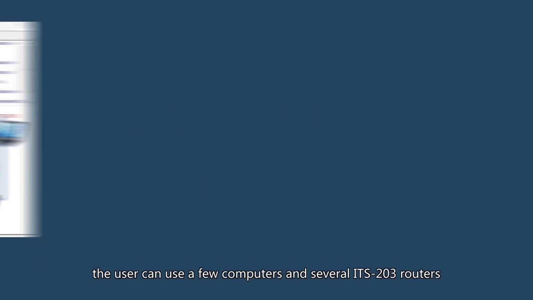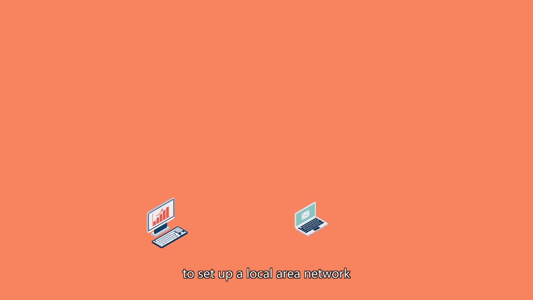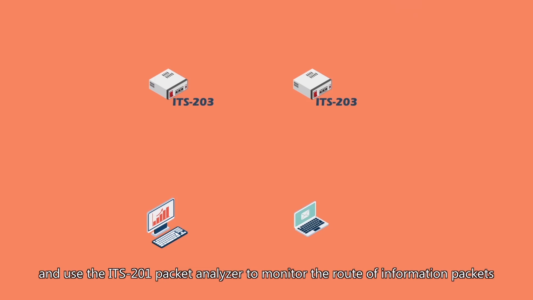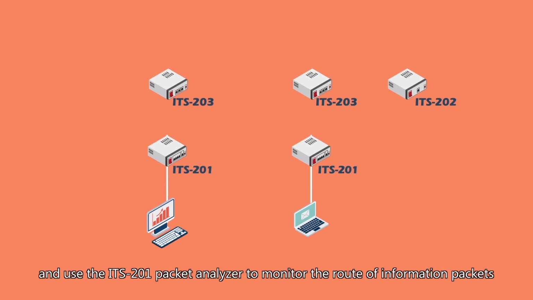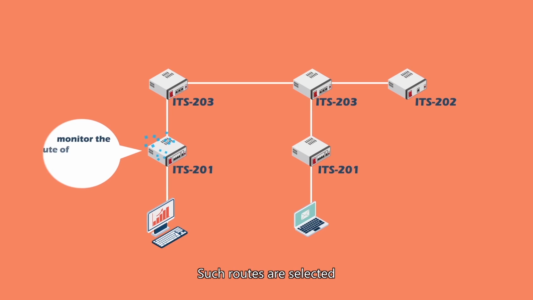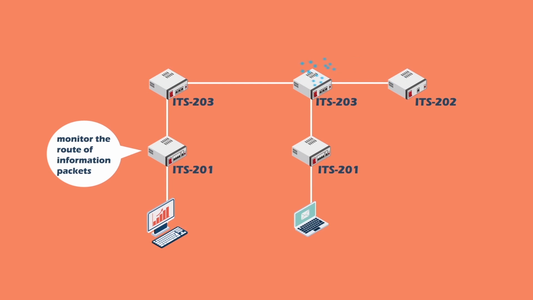In the laboratory, the user can use a few computers and several ITS-203 routers to set up a local area network, connect to the ITS-202 server to provide service, and use the ITS-201 packet analyzer to monitor the route of information packets from its point of origin all the way to its destination. Such routes are selected and numbers of relay points are all displayed on the ITS-200 series.